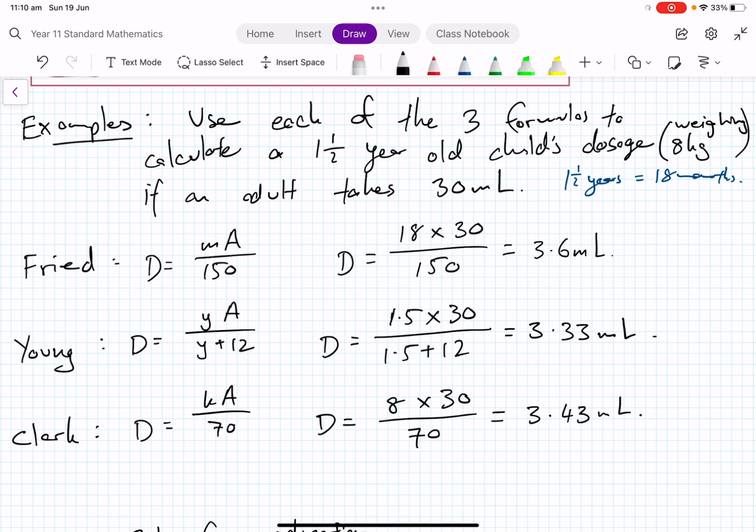Now you see all three are fairly similar. The question, of course, is which one is better to go to? I guess it depends whether your child is kind of average according to the growth charts. If your child is particularly small or particularly big, then you need to consider the weight more than the age. But if your kid's within an average range, then you might be okay to use the other ones.